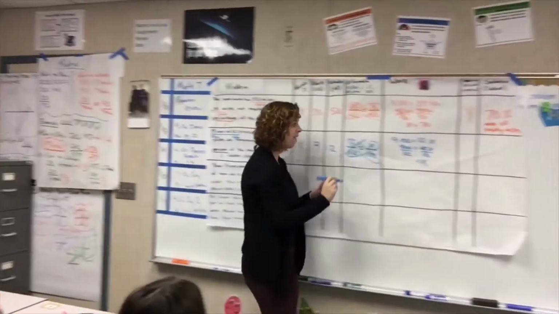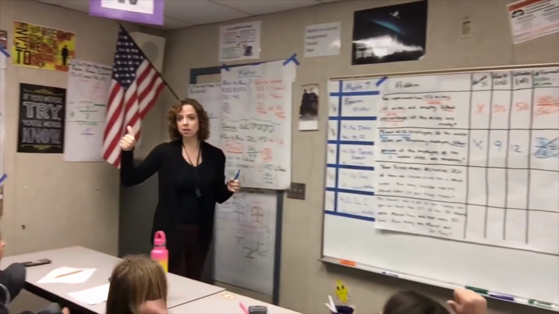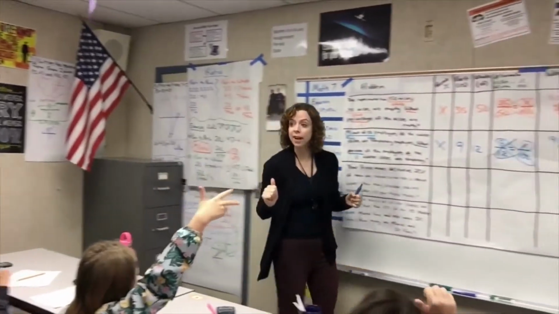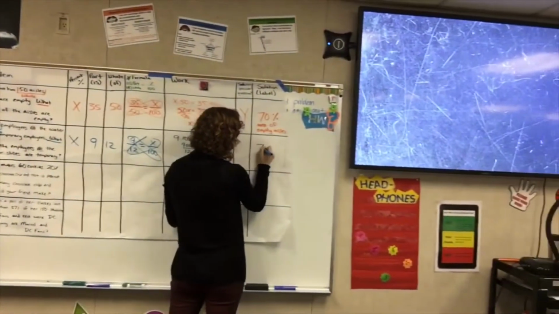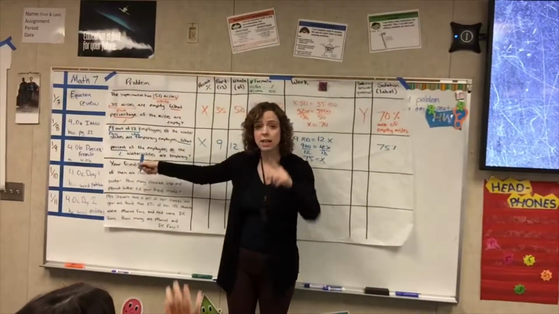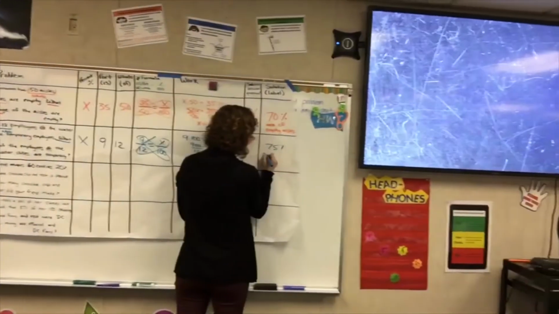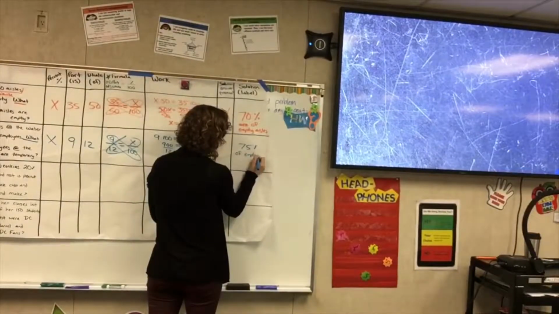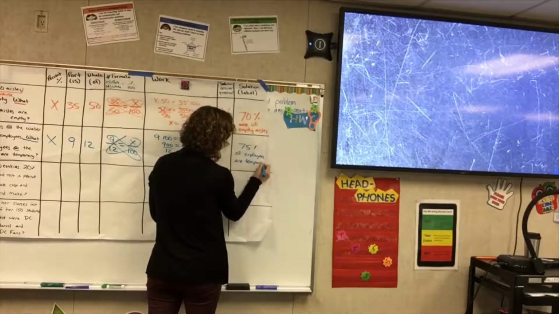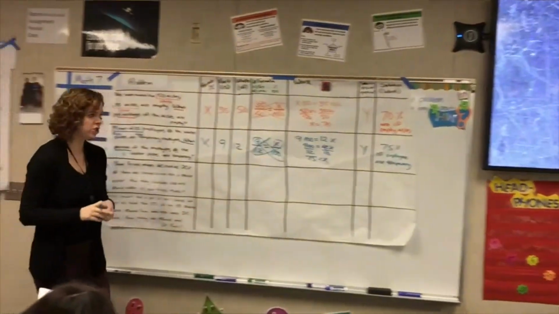Okay, someone brave soul want to tell me what they got? Yes. 75. Can I see a thumbs up if that is correct? 75%. You got 75? Okay. What did I forget? Oh, we have to label. 75% of what? Did we answer the question? No, we have the solution. 75% of employees are temporary. And yes, we answered the question.